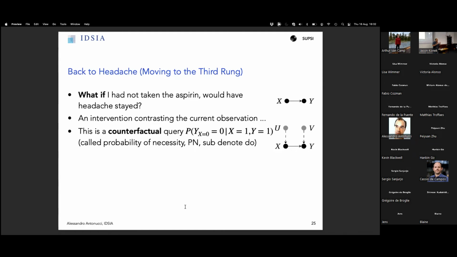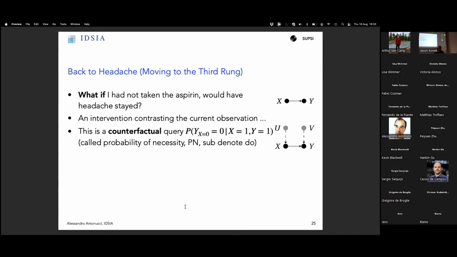So we need some kind of more complex structure. Of course, this is a typical counterfactual query, the so-called probability of necessity. It is the probability of an effect being, for instance, false, given that we did an intervention making the cause, let's say X, false. This would be like the alternative world, given that in the real world we had a positive observation for both variables.